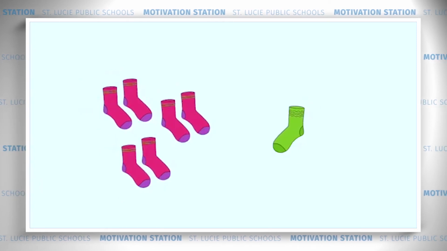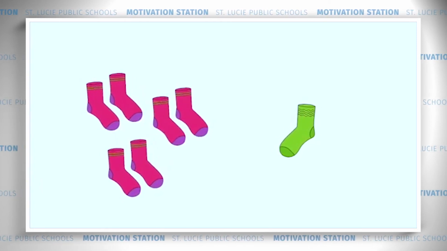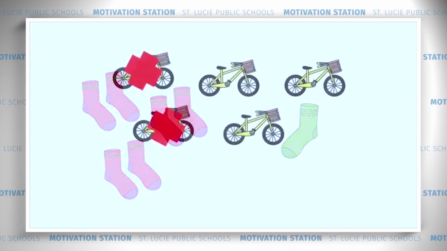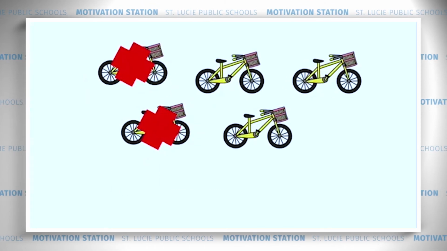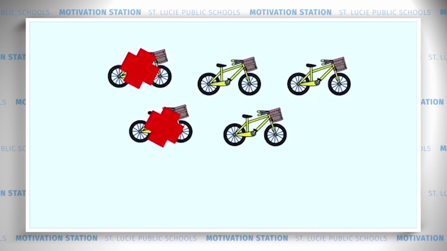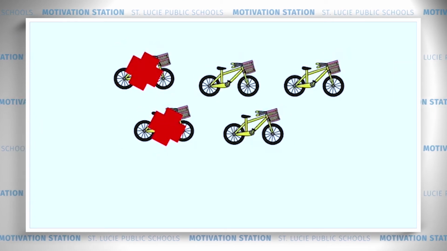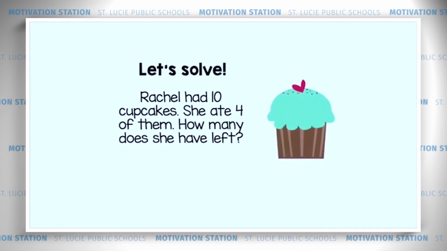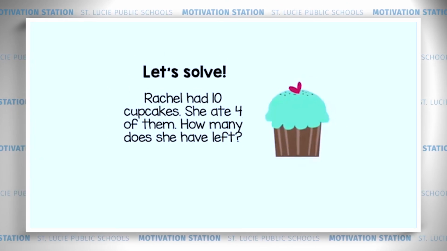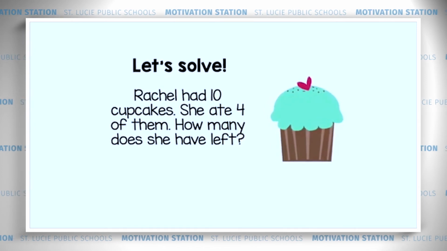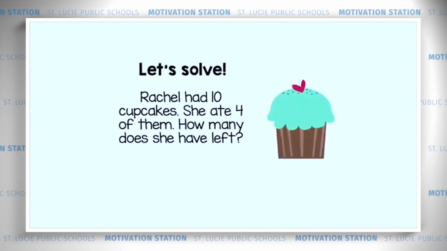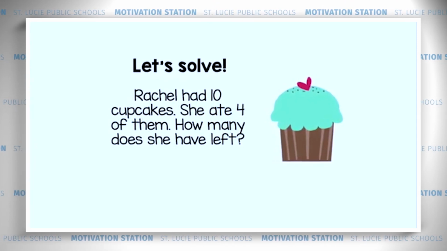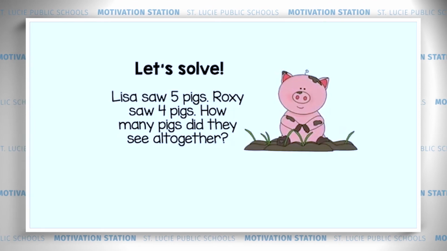All right, let's work on some problems on our own. I see a group of 6 socks and a group of 1 green sock. How many socks are all together? You're right, 6 plus 1 equals 7. Now here's a picture of 5 bikes, but 2 are crossed out. How many are left? You're right, 5 minus 2 equals 3. Rachel had 10 cupcakes. She ate 4 of them. How many does she have left? Let's solve. I think I'm going to take away. 10 minus 4 equals 6. That's right. Great job.